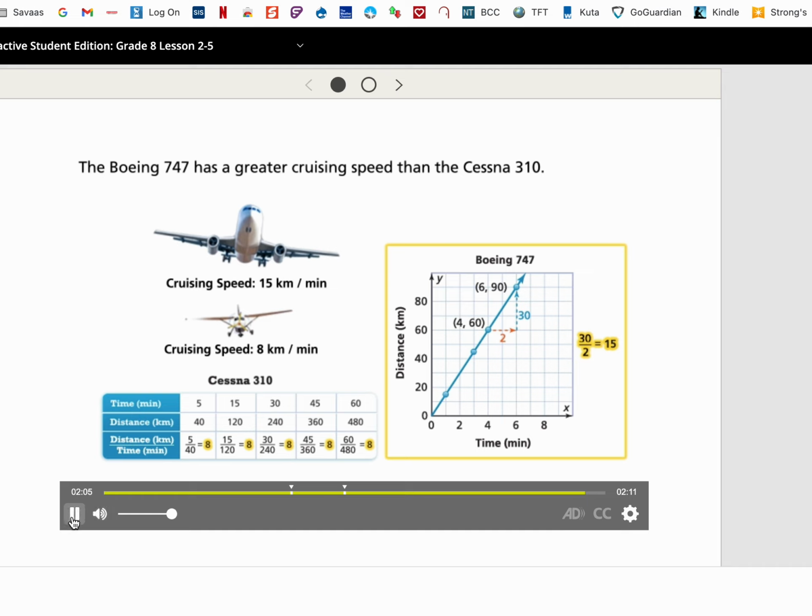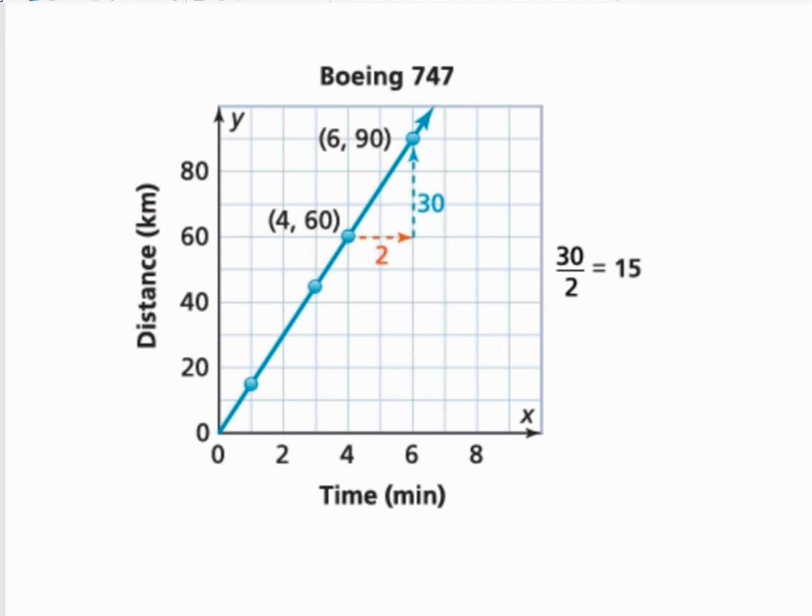The Boeing 747 has a greater cruising speed than the Cessna 310. Okay, so that ends the video. If we go back to this slide here, there's a couple of things that she talks about right here that are really important for things that we have coming up in the next couple lessons.